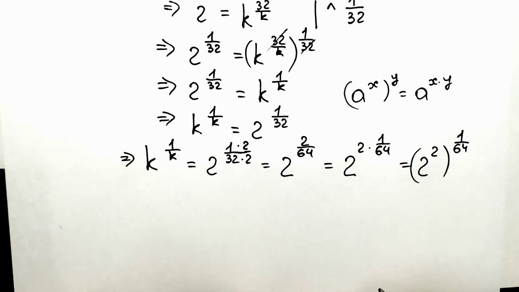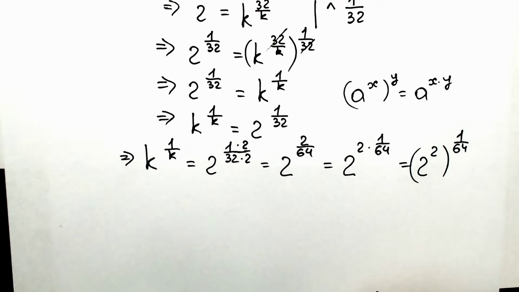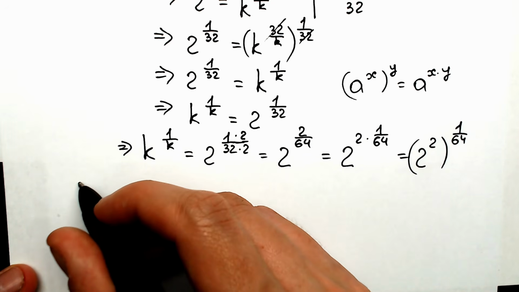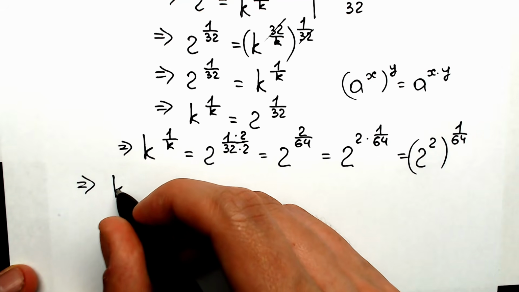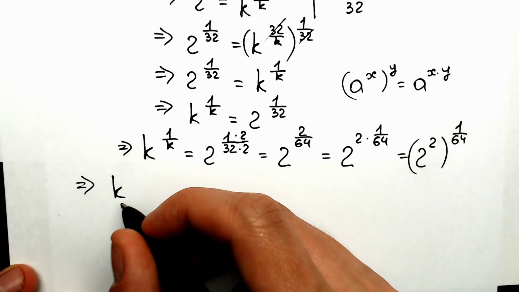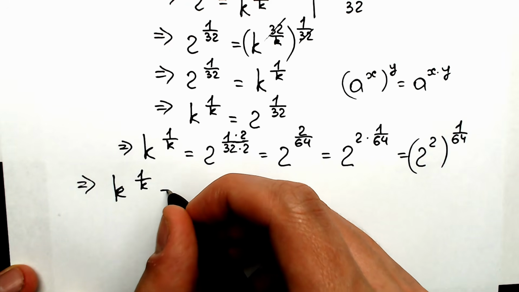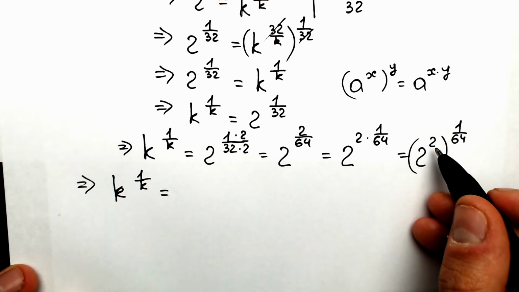I really hope you understand this step. It's extremely important for you to understand this line, because right now we can easily write that k to the power 1 over k is equal to 2 squared, which equals 4, raised to the power 1 over 64.